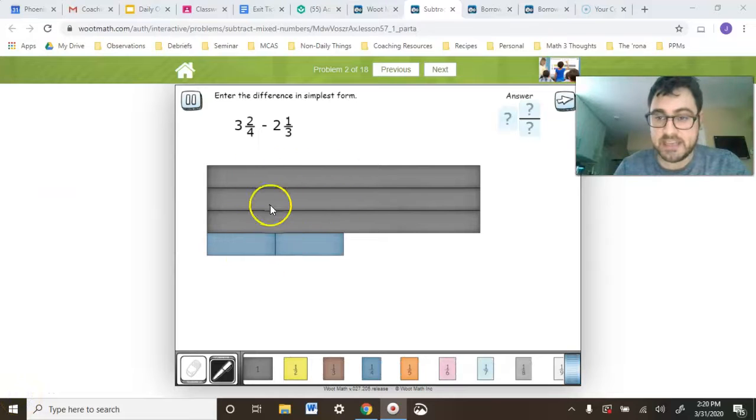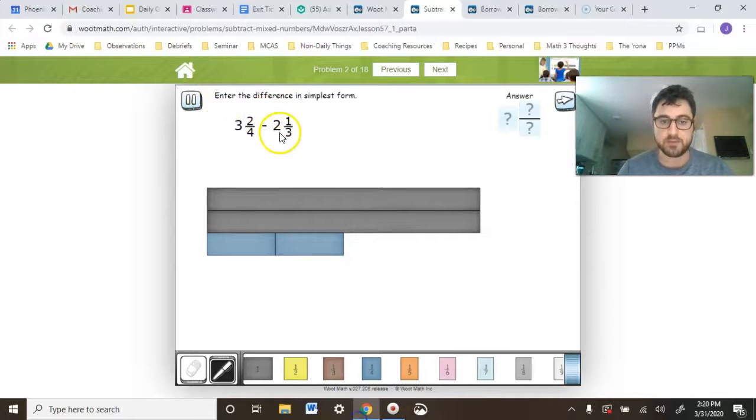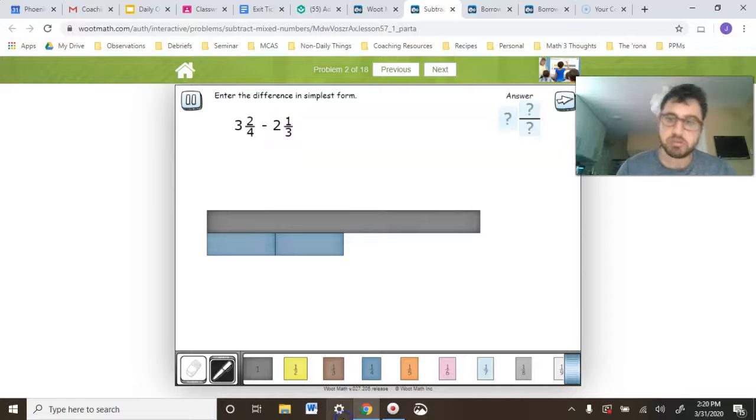You see here. That's right. Our starting value, 3 and 2/4. 1/4, 2/4. Excellent. Now I need to subtract. If I'm going to subtract, the first thing that I want to do is take away our fractions and our whole numbers. I'm going to actually start this time. I'm going to just take away the 2 because that seems easy. So I'm going to take away 1, 2. That wasn't so bad. Now I want to do the same thing here. I want to take away 1/3.